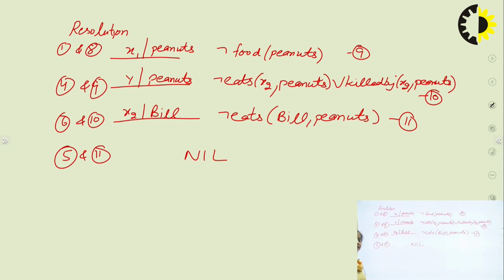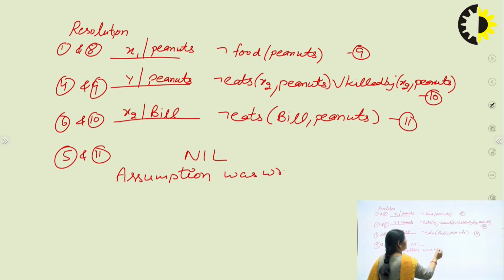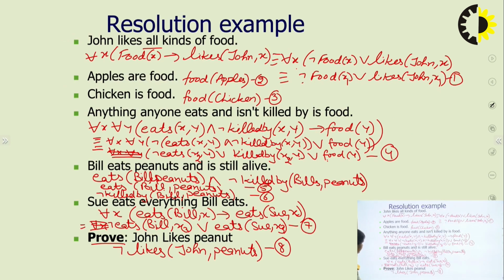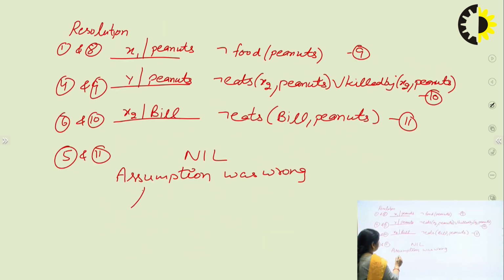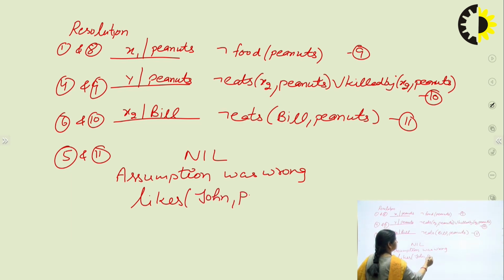It means it is refutation, resolution refutation. It means my assumption was wrong. So what was my assumption? My assumption was John doesn't like peanut. So it was wrong. It means John likes peanut. John likes peanut, so this was to be proven. So this way we can apply resolution to prove one conclusion from the given premises.